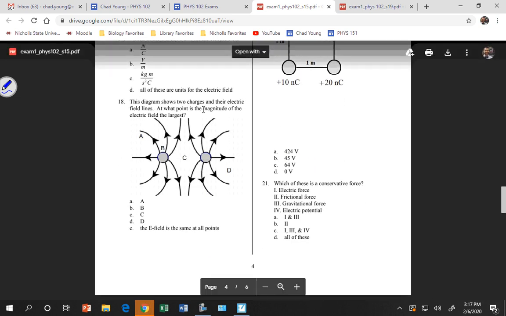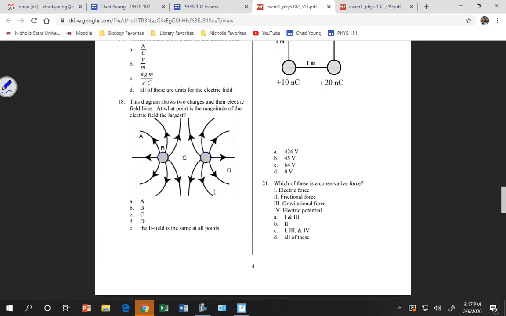We're okay with your electric field lines. You're going to have to draw them in the free response, and you'll probably have some multiple choice. Where is the magnitude of the electric field largest here? How do we determine the magnitude of the electric field?